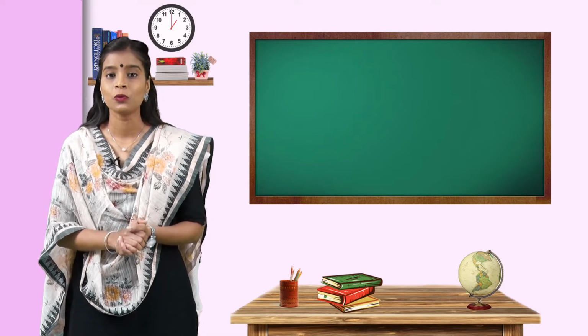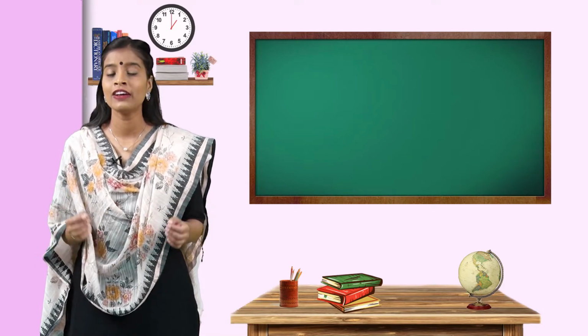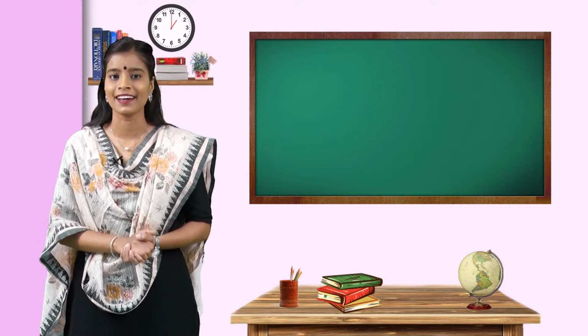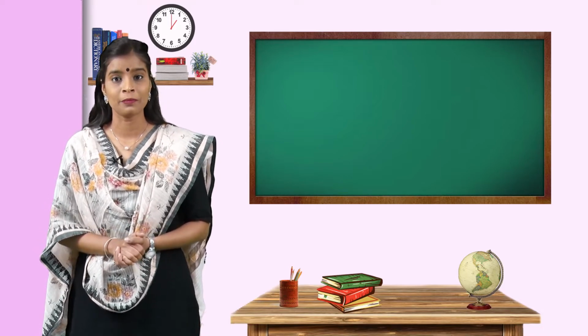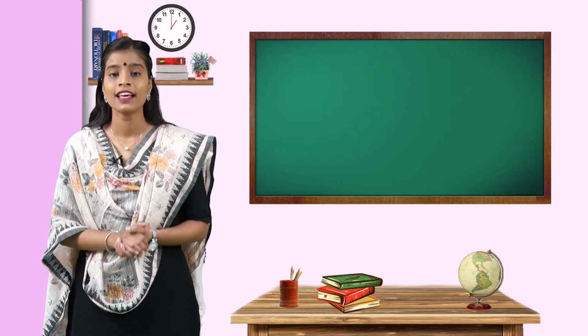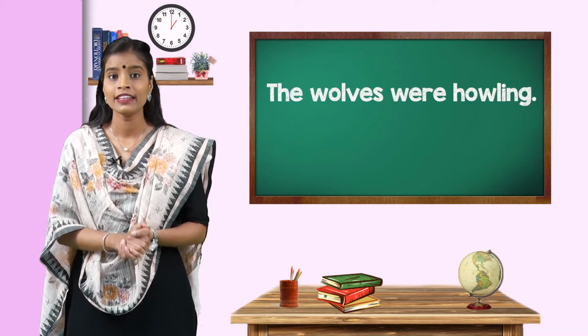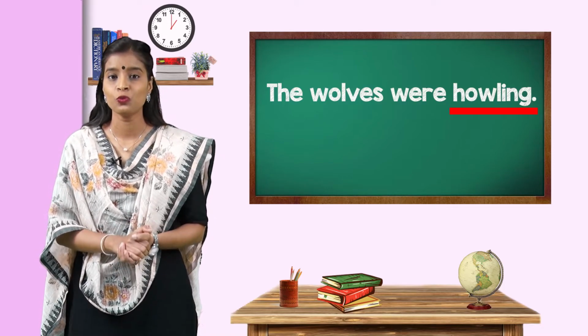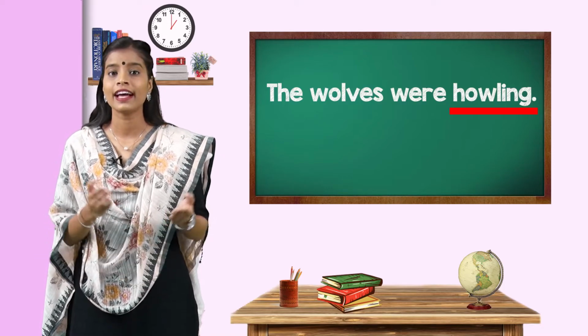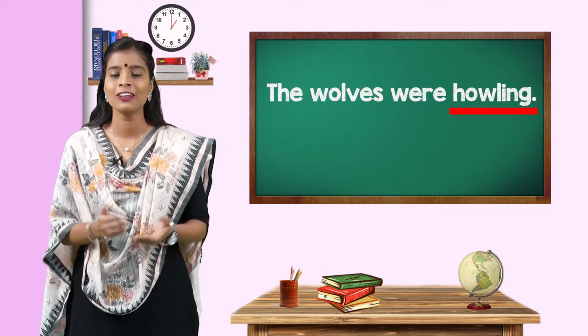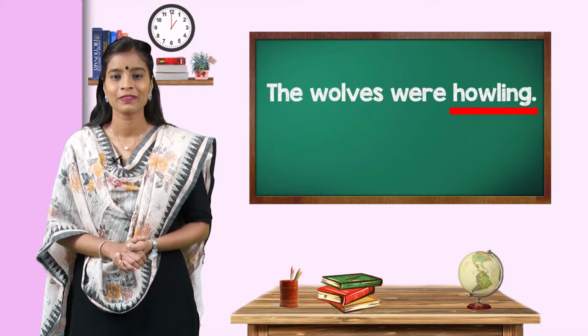Onomatopoeia is when there is a mention of a sound in a line or a stanza. For example, if the line says, "The wolves were howling," here howling is mentioned, which is a sound that the wolves make, which is why it is an example of onomatopoeia.